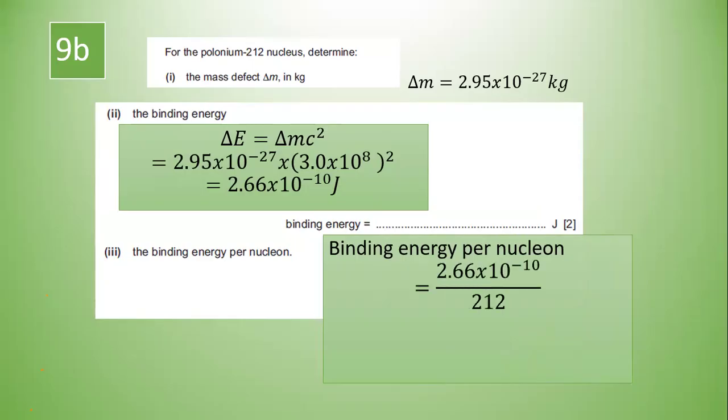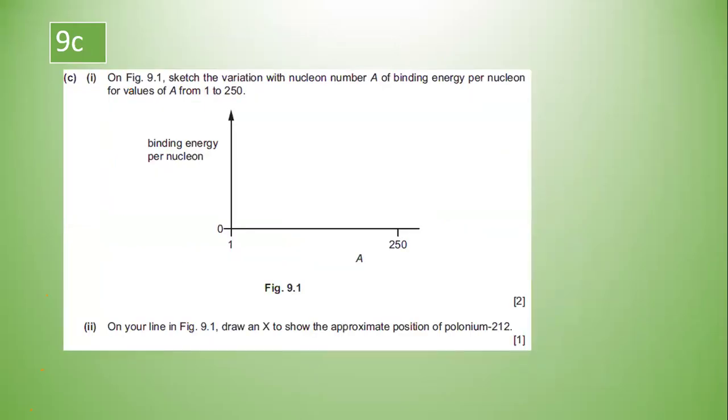Nuclear physics every time will come out either binding energy or radioactivity. Sketch the variation with nucleon number A of binding energy per nucleon for A from 1 to 250. So that's all roughly the rule. It's a smooth curve, that's all.